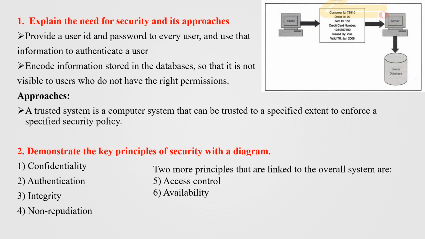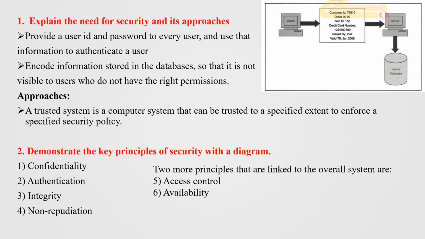Moving on to the second question, demonstrate the key principles of security with a diagram. The four main key principles are confidentiality, authentication, integrity and non-repudiation. You write the side heading confidentiality, and you can draw a diagram and explain how the client and the server maintain confidentiality when transferring the contents. Authentication is nothing but receiving an OTP or checking that we are not a robot. All those are forms of authentication. Integrity is where you monitor that only the data sent has been received by the receiver and no data is changed or misguided.